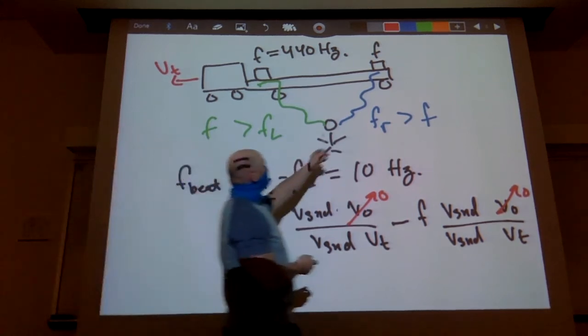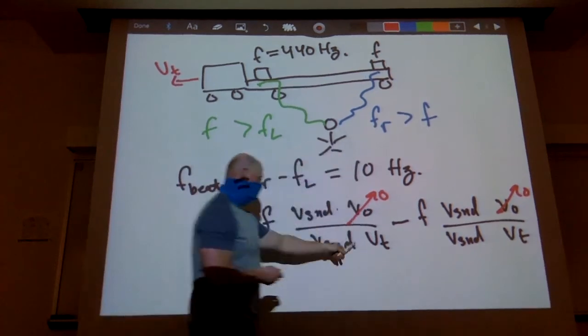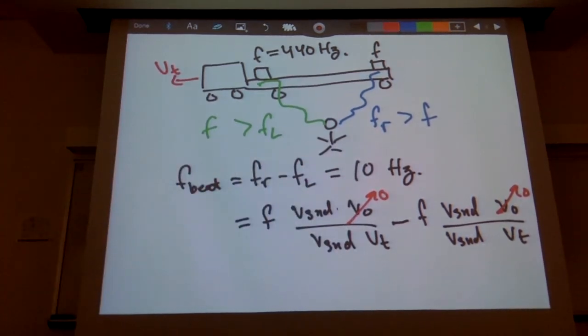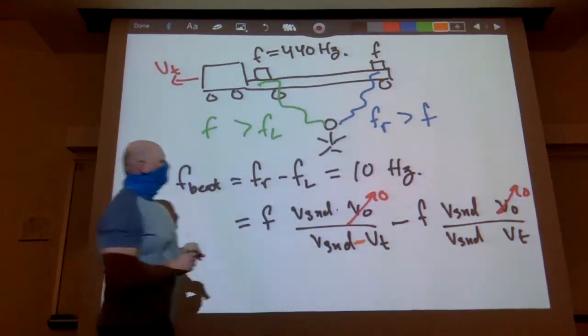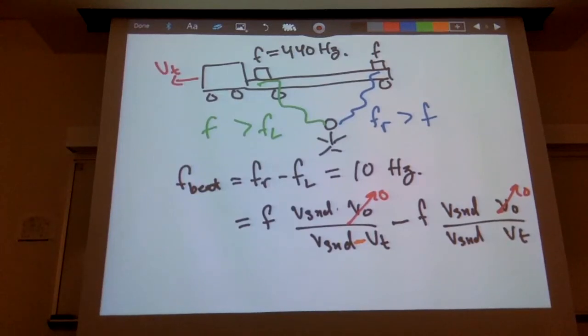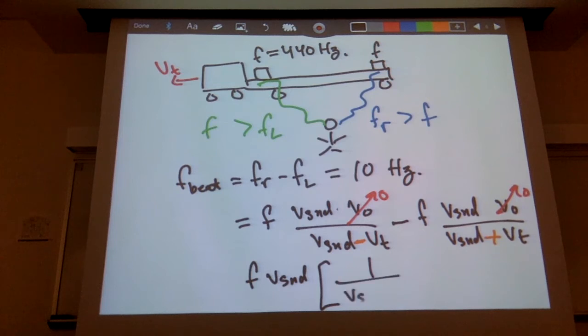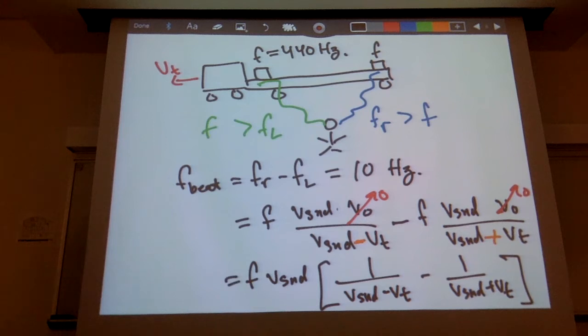Now, again, for each one of these, what we know is that the right one is moving toward. And remember, toward corresponds to a negative sign when it comes to the denominator. So this is now a negative. This one is moving away. So he's moving away from him, which corresponds to then a positive sign. Good. Now they both have a frequency, so let's factor that out. So this is going to be the same thing then as the frequency times the speed of sound times 1 over the speed of sound minus the speed of the truck, minus 1 over the speed of sound plus the speed of the truck. So that's equal to our beat frequency.